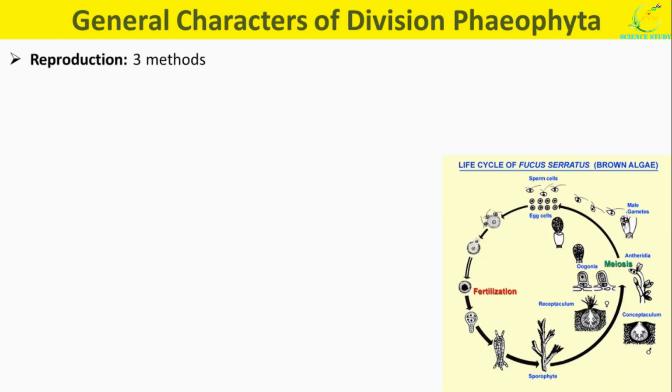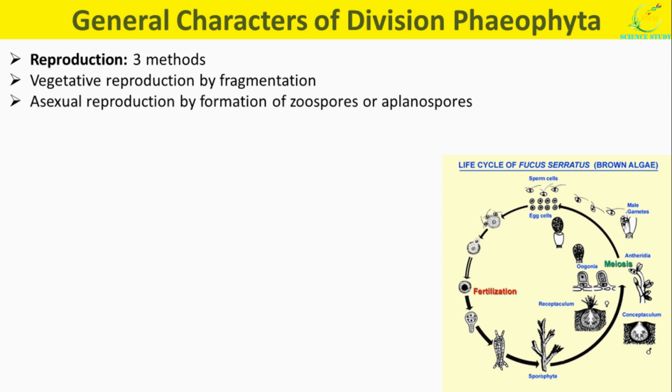Now we will see reproduction in Phaeophyta. In Phaeophyta algae, reproduction is by 3 methods, that is vegetative reproduction, asexual reproduction and sexual reproduction. Vegetative reproduction is by the process of fragmentation. Asexual reproduction in Phaeophyta is by formation of zoospores or aplanospores. Zoospores are biflagellate, while aplanospores are without flagella.